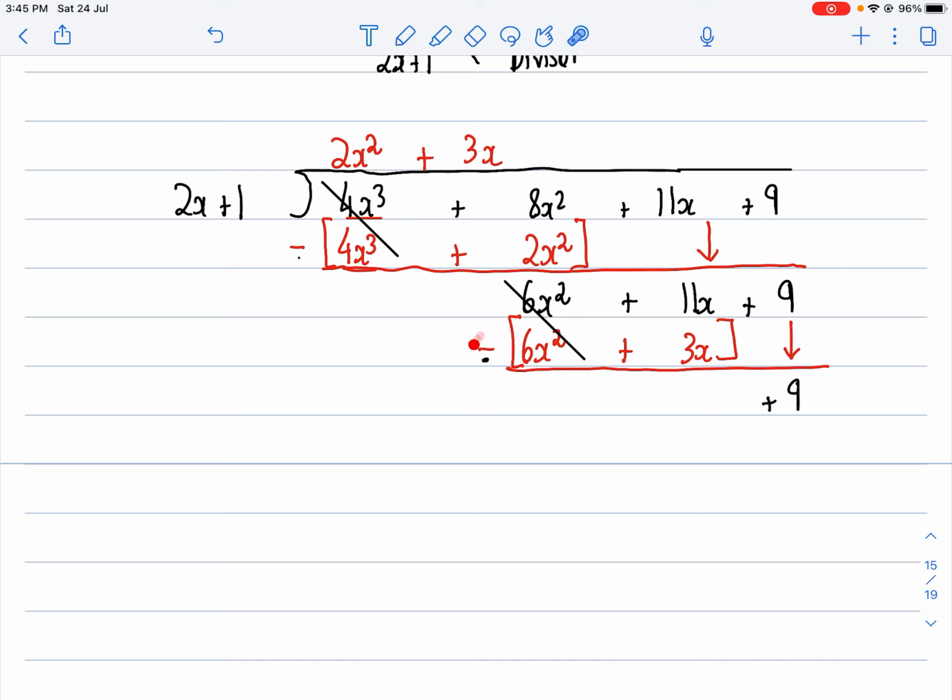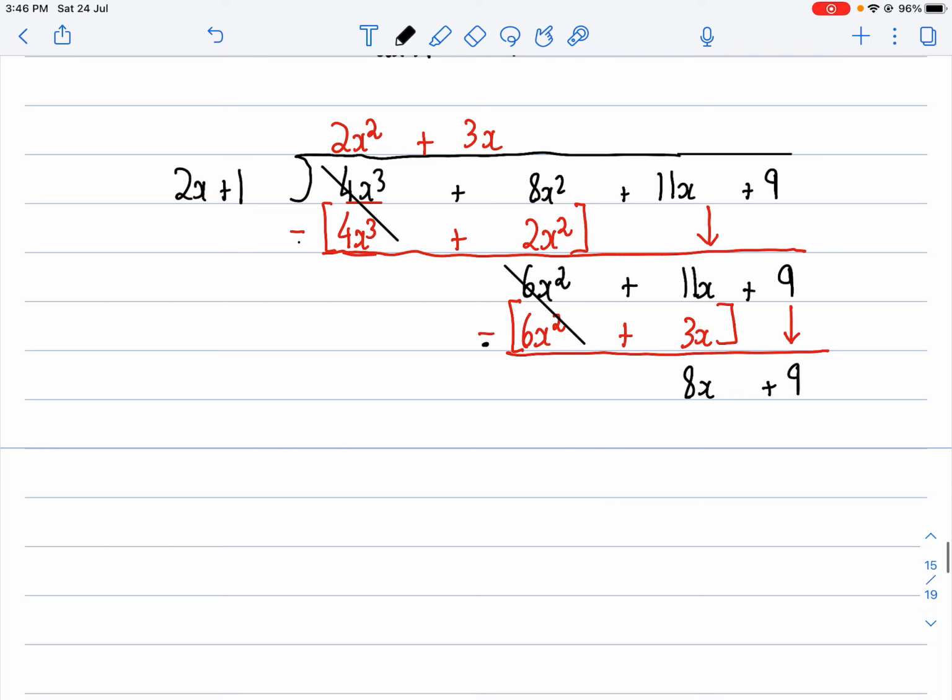Now I get my minus here. So I simply get 11x minus 3x, which gives me 8x. Correct? So I basically get 8x plus 9. Now, what do I need? I need an 8x here.